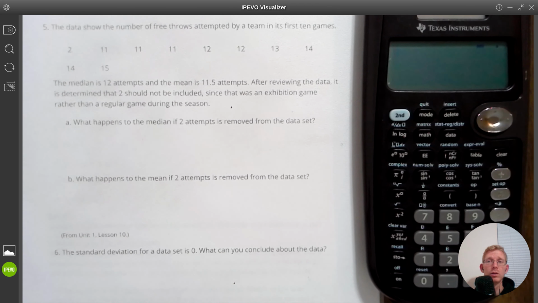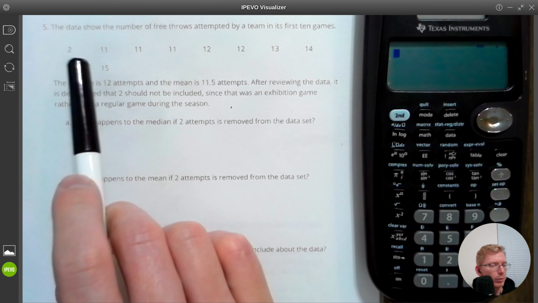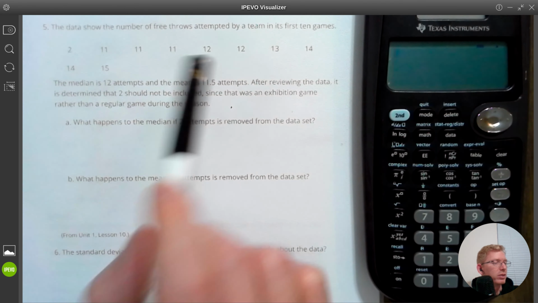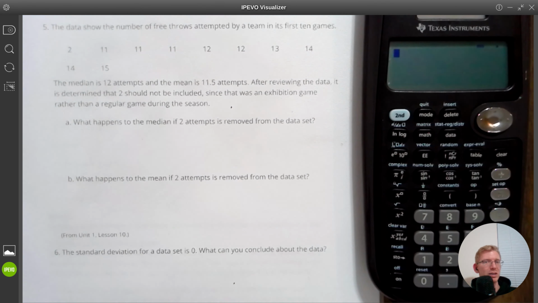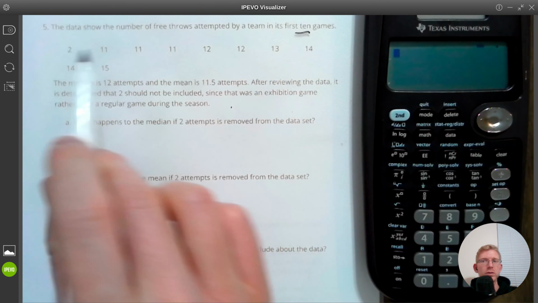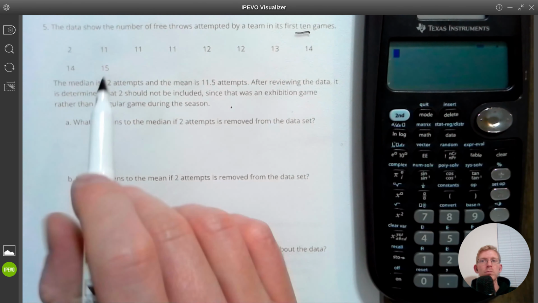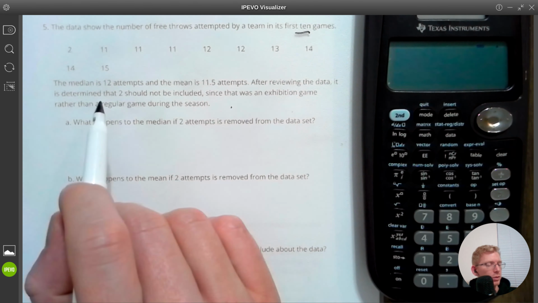Okay, so in this problem we have a set of data that represents the number of free throws attempted by a team in its first 10 games. So there are a total of 10 values here. The median is 12. Okay, so how do we know the median is 12?